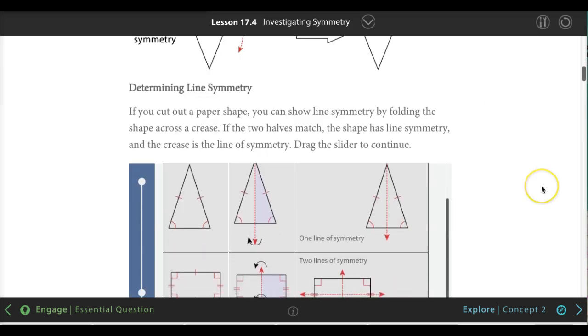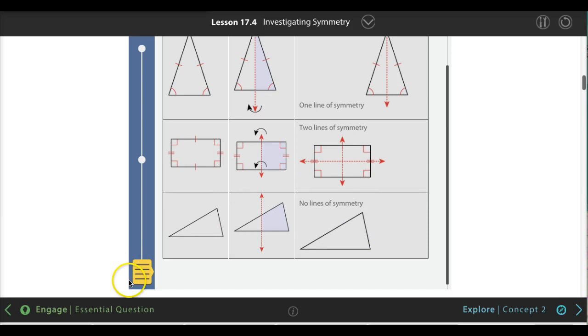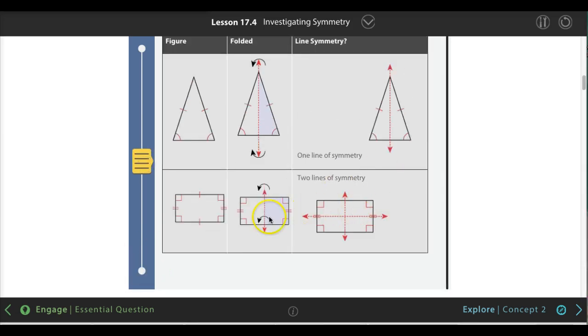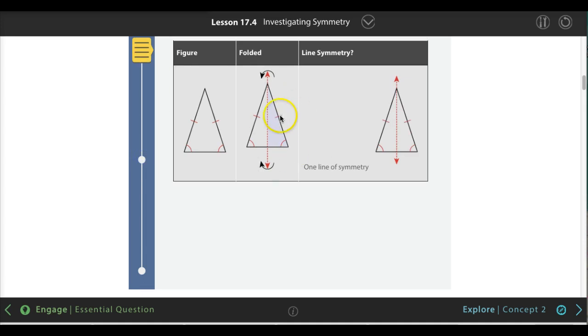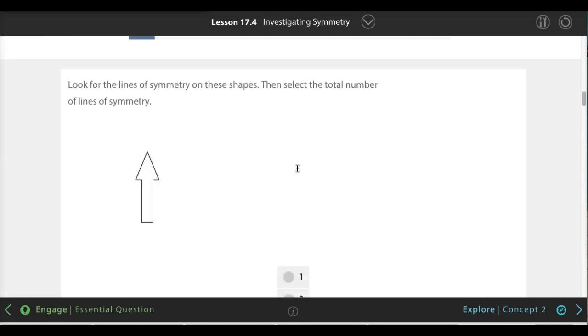And if you look at the examples over here, they give you many examples. Like this one has no line of symmetry. And what about this shape over here? This one has two lines of symmetry because you can fold it like this. You can also fold it like that. What about this triangle over here? You only have one line of symmetry because you can only fold it one way. If you try to fold it this way, it doesn't really work. You have to actually try it yourself, but you will be able to see.